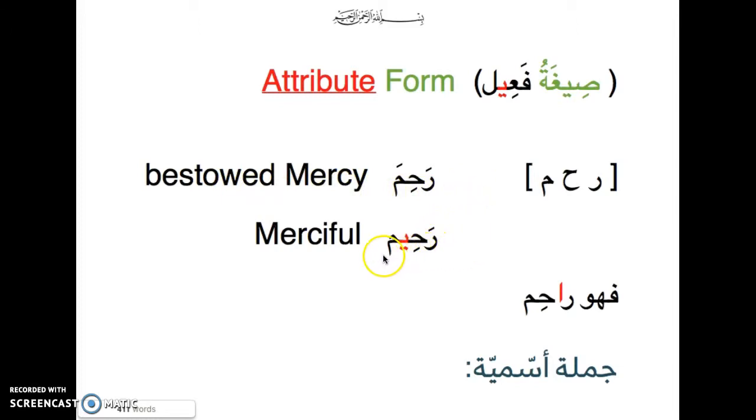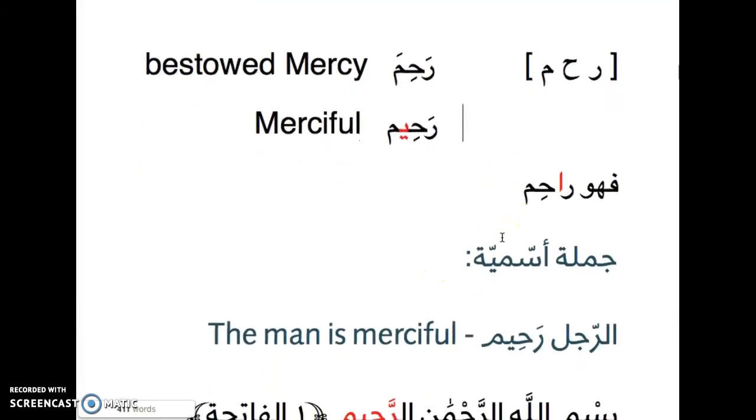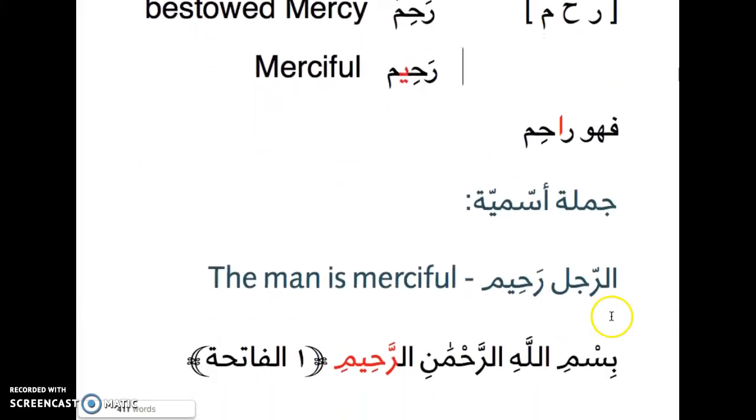Fahuwa rahim. He is rahim, merciful. You can see how it became an attribute, like it's part of their character in a sense. Rahim, merciful. And when we put it in an example, we say Ar-rajulu rahim. The man is merciful. And this is a jumla ismiya, a nominal or name sentence. Jumla is sentence. Ismiya is the name of the sentence, which in English they say nominal.